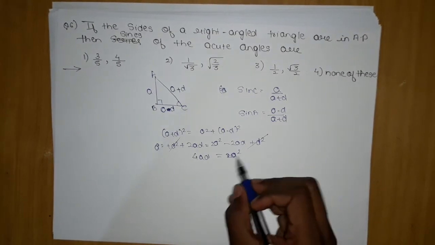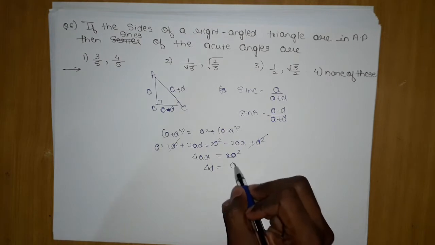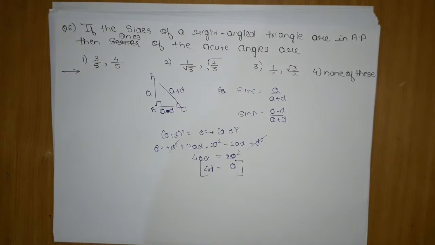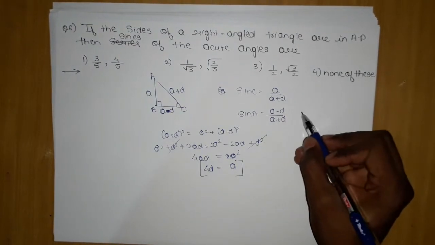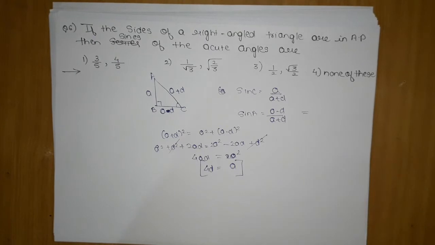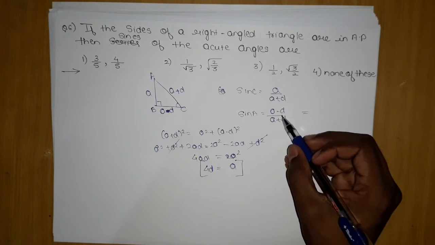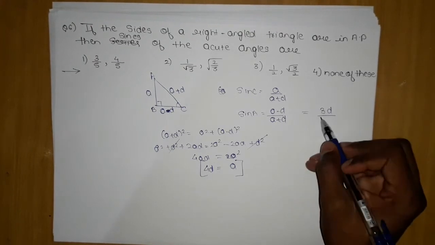After getting this, A will cancel out, giving you a final relation that 4D is equal to A. So we got a relationship between A and D. After getting the relationship, this question is very easy. How? Let's substitute the value. If I substitute A equals 4D, this will become 3D, and this will become 5D.